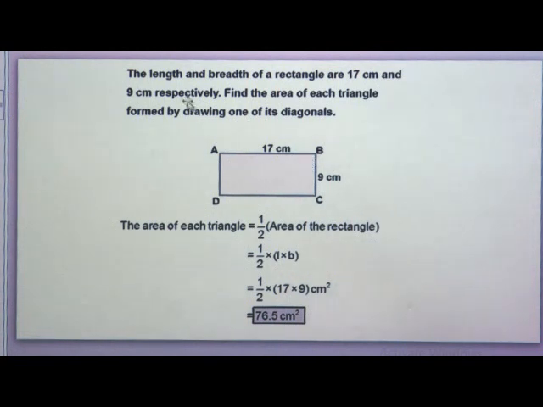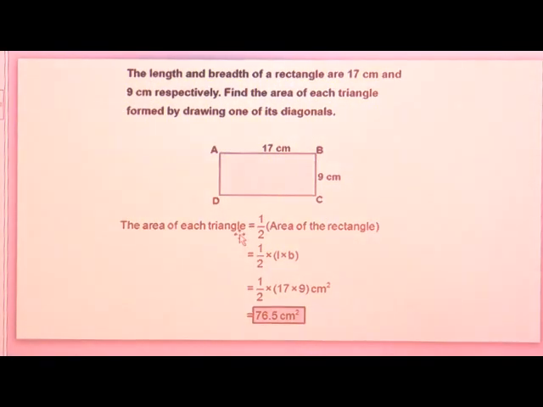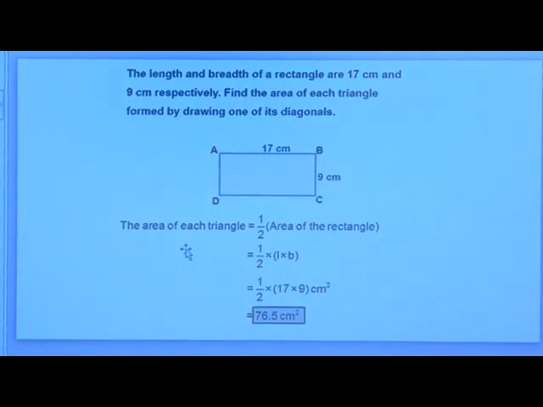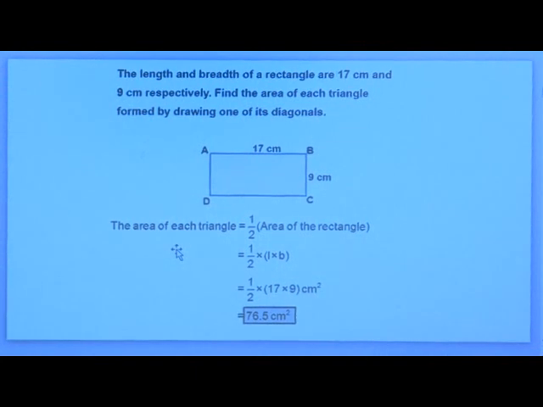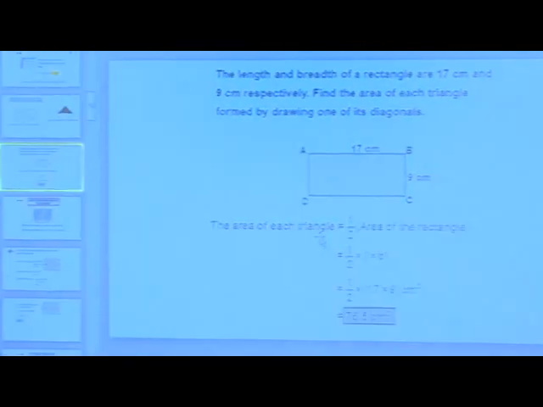So, you can find out the area of a triangle by drawing a diagonal of your choice, that is A to C or B to D, when the length and the breadth are given to us. It is a very simple question, you can find it, but you have to remember the formula to find the area of a triangle. To find the area of a triangle, you have to remember the formulas, and we have to substitute the values of length and breadth which are given to us in the figure.